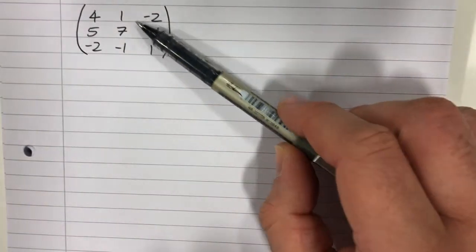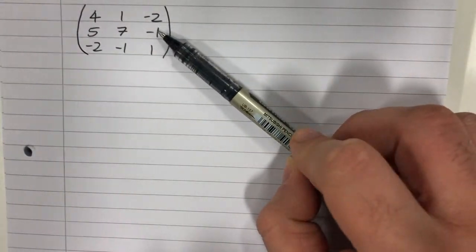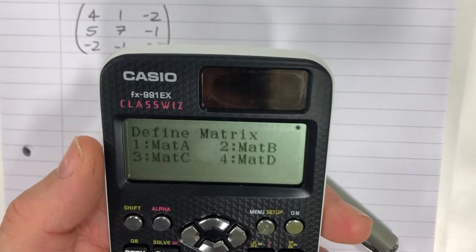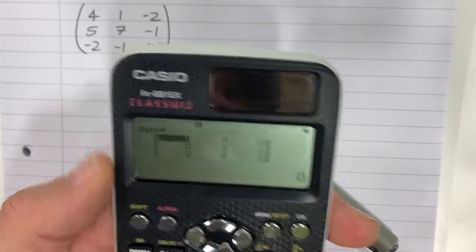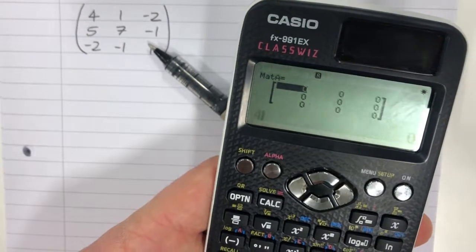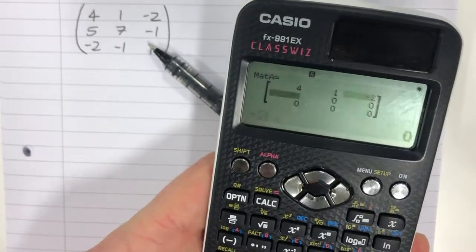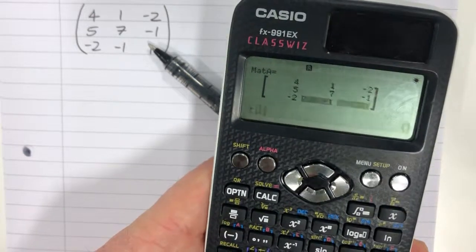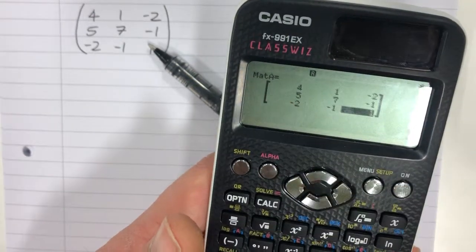So this matrix here is a numerical matrix. All the elements are numbers. So actually what we can do is we could just pop this straight into our calculator. If you go into matrix mode, I can define a matrix, 3 rows, 3 columns, 4, 1, minus 2, 5, 7, minus 1, minus 2, minus 1, 1. So that's defined as matrix A.